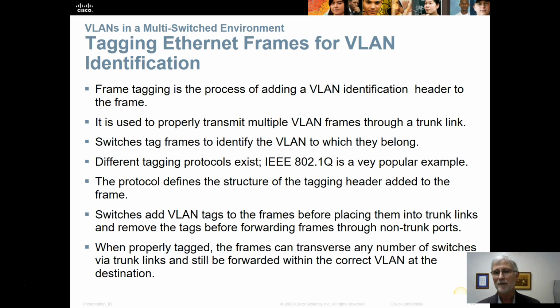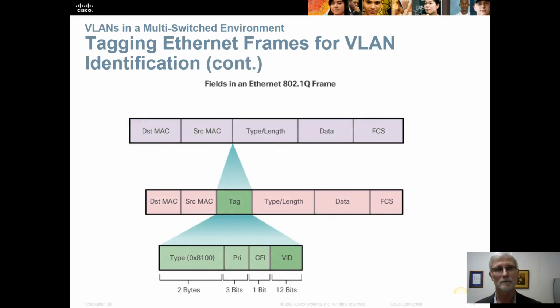So just before they get to the trunk link, that's when the tags are added. And of course, they remove the tags before they broadcast them out to non-trunk ports. So it's that trunk port that says I'm adding the tag, removing the tag. So when we've done it right, the frames can go across many different switches via the trunk links and still be forwarded to the correct VLAN. So it's just a very easy way to insert.